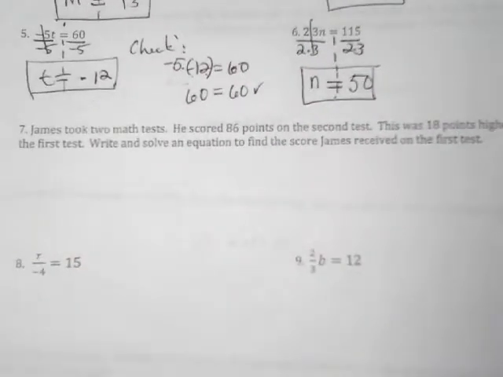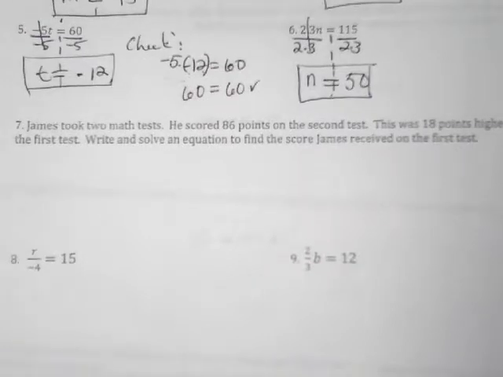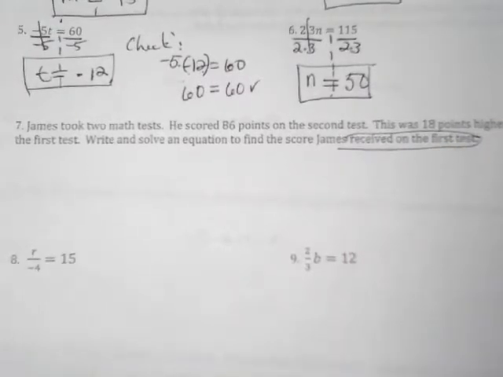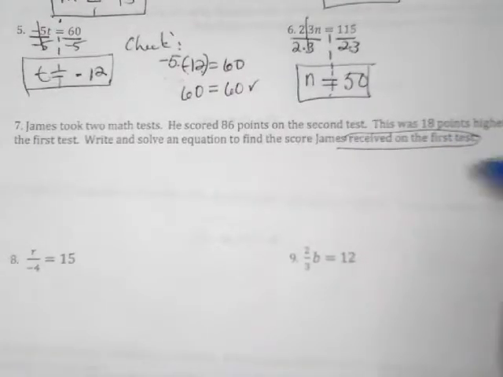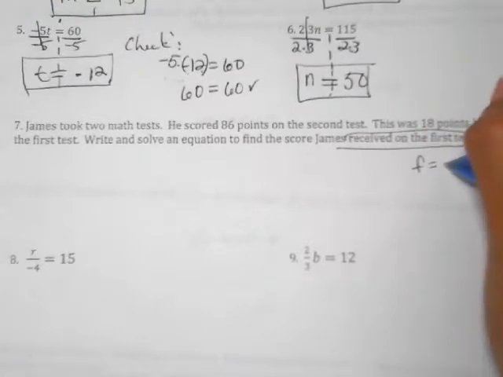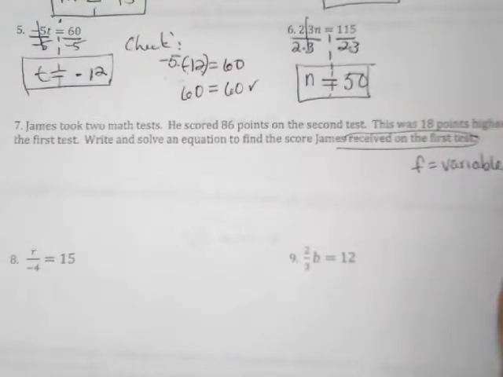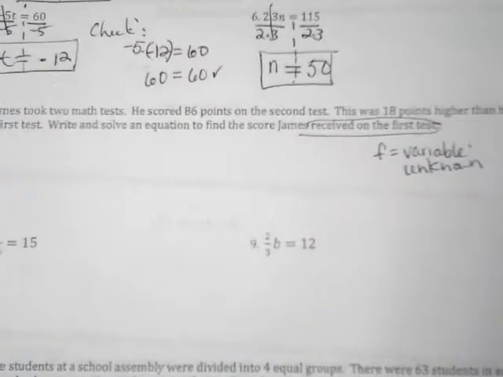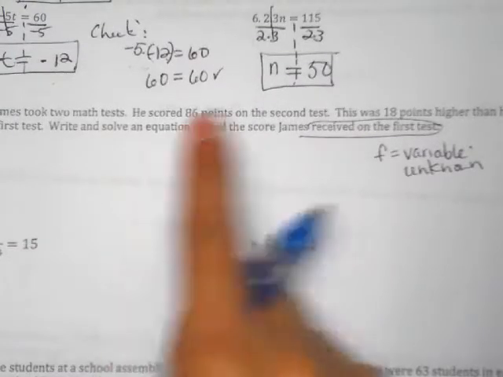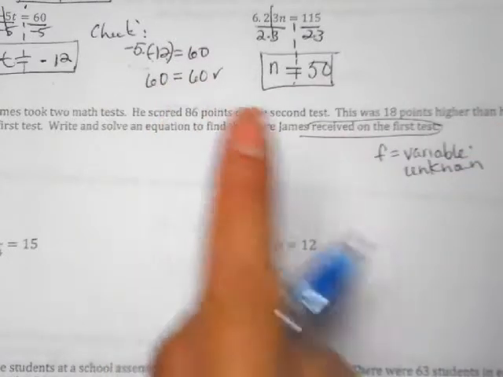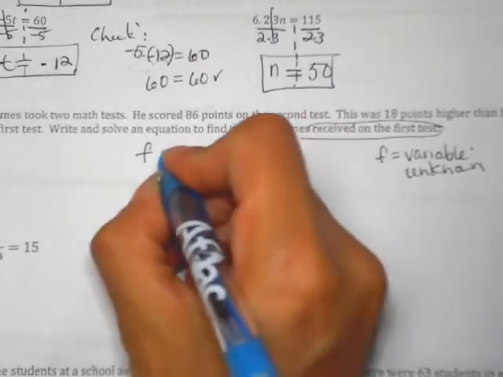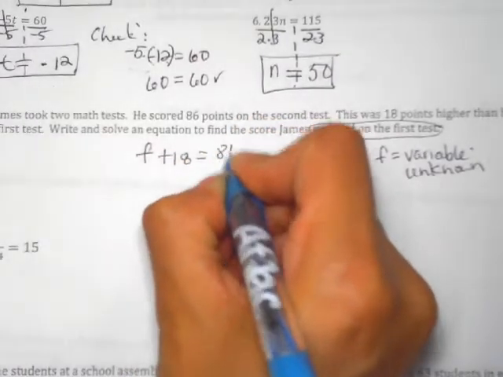Alright, number 7. There it is. I'm not going to read the whole thing, so identify your unknown. It's always in the question. That's my variable. The first test here, I don't know, so it is my variable. So it is the unknown. Remember, a variable always represents a number that is unknown. Then I go back to the problem, and it says he scored an 86 on the second, and 18 points higher. This was 18 points higher than the first. So if f represents my variable, then I would have to add 18 points, so it will equal 86.